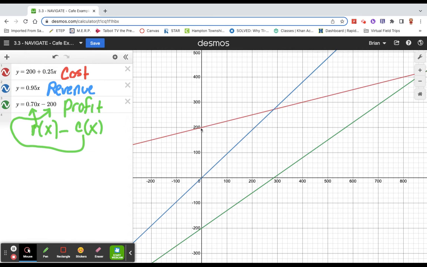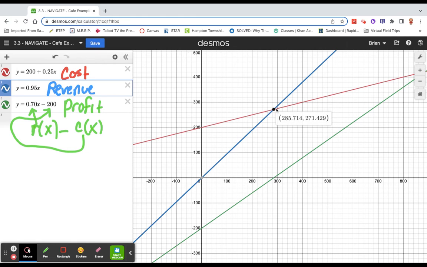So if our cost is starting at $200 of a fixed cost for the day, and we're increasing by 25 cents every time we make a cup of coffee, we will eventually reach the point where our revenue is going to surpass our costs. It may not happen for a while, but in this case, and we can see by looking at the intersection of the two lines, it happens at about 285, 286 cups of coffee sold. Now, that's not ideal. You'd love to have an individual location where that happened, but we don't have that here.